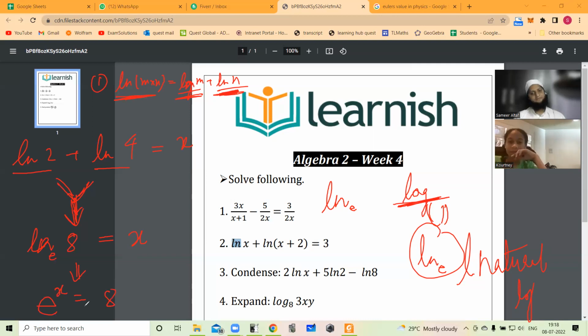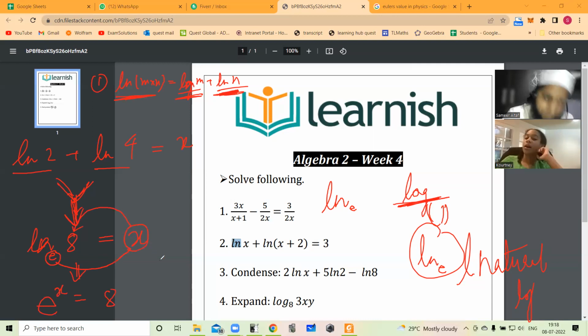Right. Simple. Now, what you can remember in short is you go counterclockwise, starting from the base. E to the power of this equals this. Okay, so e, starting from the base, to the power of this equals this.